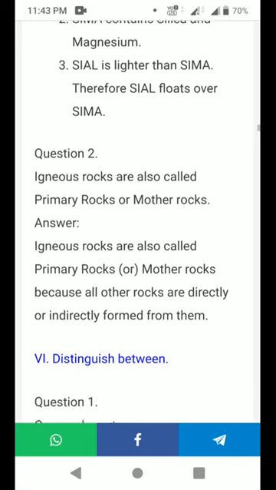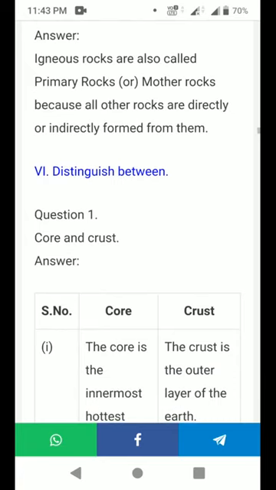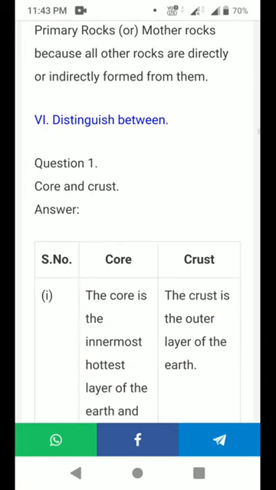Next, second question. Igneous rocks are also called primary rocks or mother rocks. Answer: Igneous rocks are also called primary rocks or mother rocks because all other rocks are directly or indirectly formed from them.